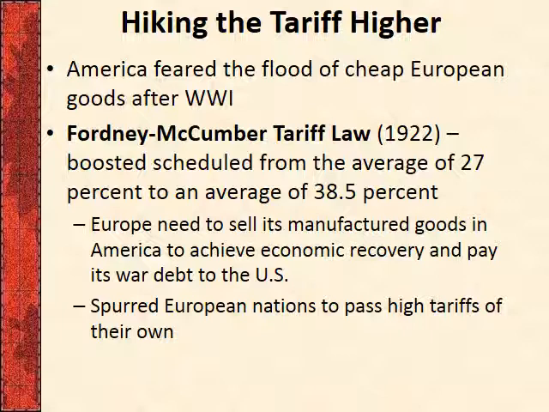So Congress passes the Fordney-McCumber tariff law in 1922, and it boosts the tariff rates from 27% to 38.5%. So that's about an 11% increase. It's not solely to raise revenue, because you remember now the American government is getting most of its revenue from income taxes. It's not from the sale of land or tariffs anymore. This is purely a protectionist measure, trying to aid American businesses at the detriment to European businesses.